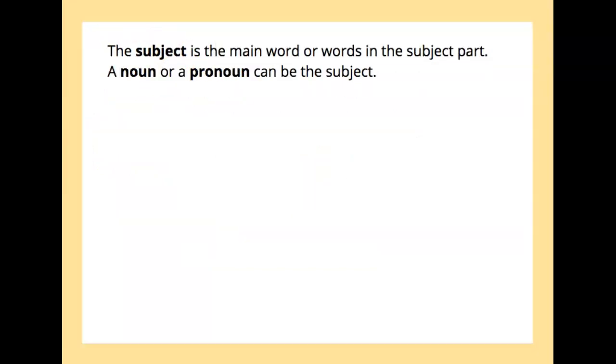Then what can we see in the subject part? Well, we can see the subject in the subject part. And the subject is the main word or words in the subject part. And a noun or a pronoun can be the subject. For example, here we have the sentence, the brown bear eats honey. What's the subject part of the sentence? The brown bear. Then the predicate part is eats honey.